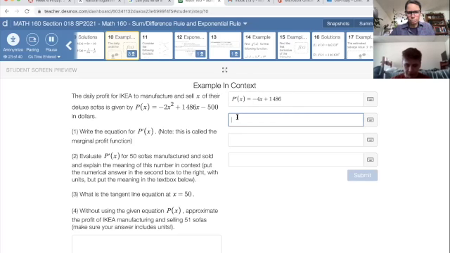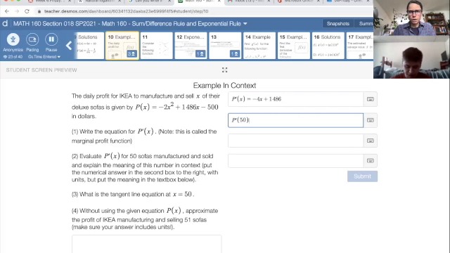Now, when you evaluate P prime of 50, we're just plugging in 50. I don't know what that is off the top of my head. I think somebody else had figured it out. Oh, you're just adding 2,000 or subtracting.